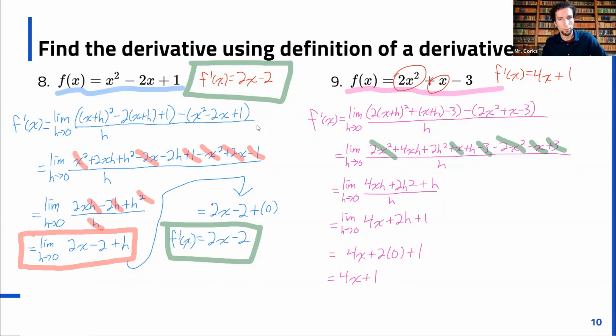We're just doing this definition with these easier, simpler examples to get the practice of using it, to, again, just see the logic behind this and why this works.